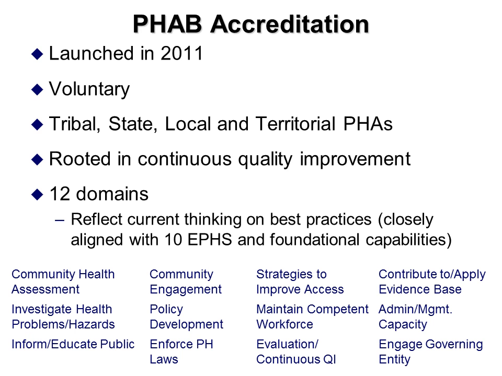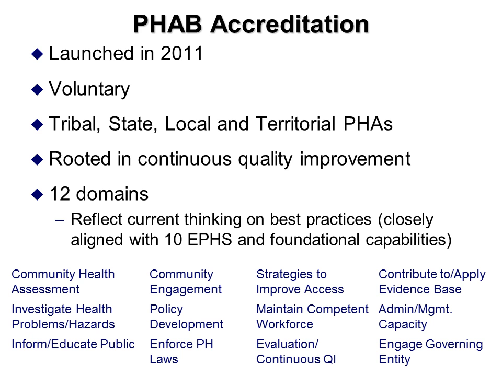And a couple things to remember. PHAB views accreditation as a continuous process. Accreditation isn't just something you get. It's something you do. PHAB's domain standards and measures are really rooted in continuous quality improvement. And they do have 12 domains, and these do reflect current thinking on best practices. They're closely aligned with both the 10 essential services and the foundational capabilities of public health.